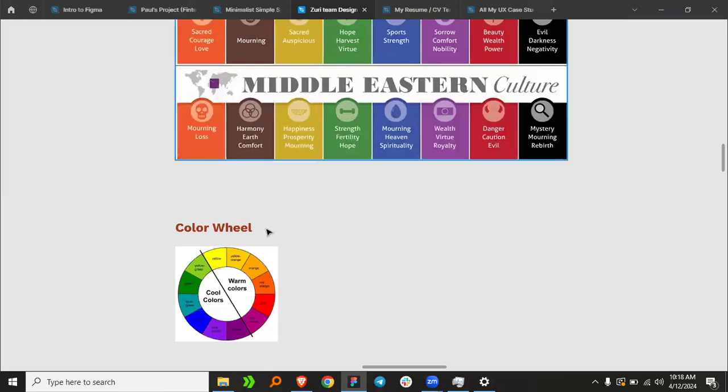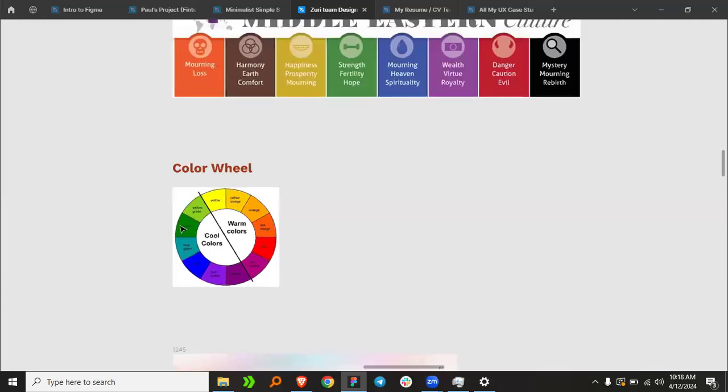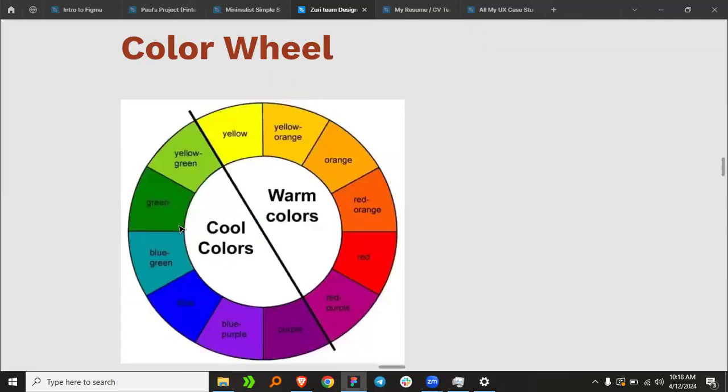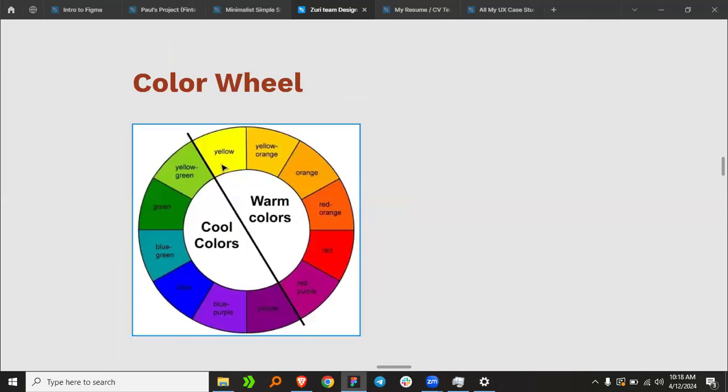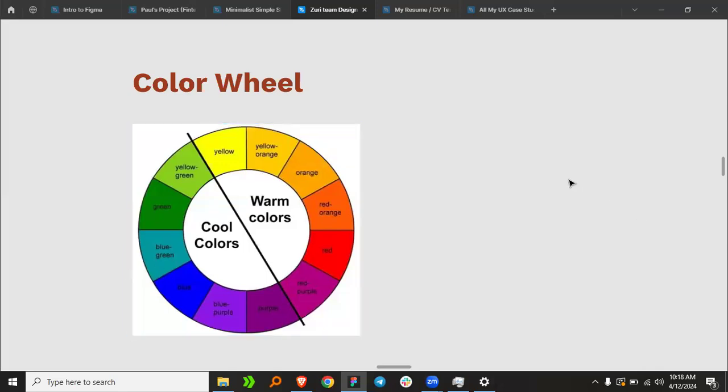Okay. So yeah, this is the color wheel. So the warm colors, then the cool colors: yellow, orange, which is the mixture of orange and yellow, right? The middle ground. Then orange, red, then red, orange, then red, purple. So these are warm, then these are cool colors.